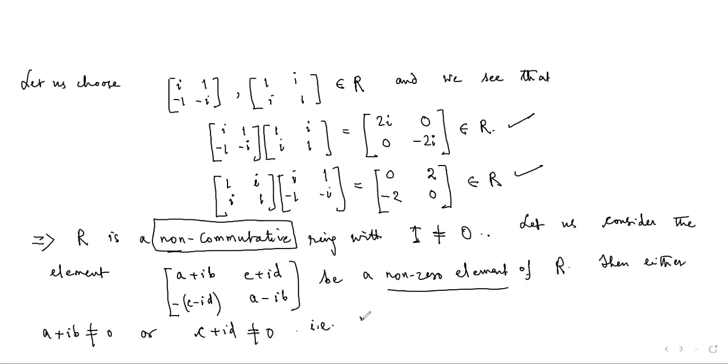That is, A square plus B square is not equal to 0, or C square plus D square is not equal to 0. And hence A square plus B square plus C square plus D square is not equal to 0. If it is not equal to 0, let us give this element a name. Let us consider this element, A square plus B square plus C square plus D square, and call it K.